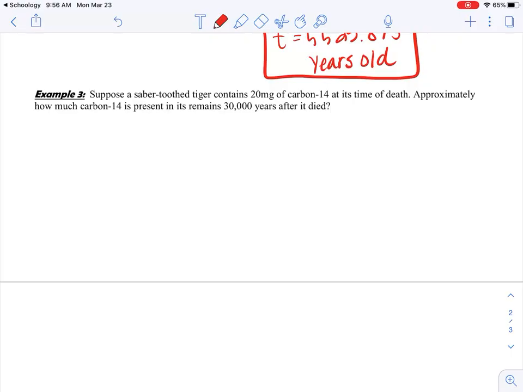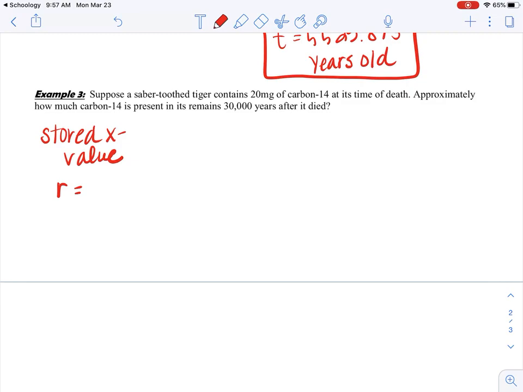Okay, last problem. If you want to pause the video and try this one yourself and then come back and see if you got the right answer, I think that's a good idea. All right, so this one says, suppose a saber-toothed tiger contains 20 milligrams of carbon-14 at the time of death. Approximately how much carbon-14 is present in its remains 30,000 years after it died? So first off, we have to find the rate at which carbon-14 decays. So once again, that's my stored X value. That's the rate that we have stored, okay?